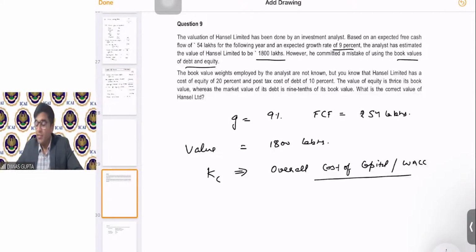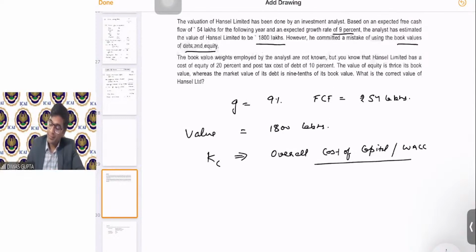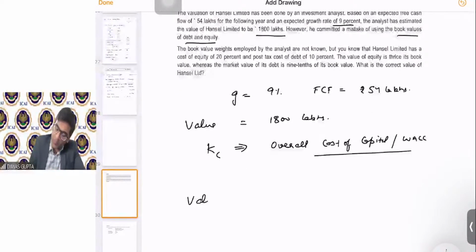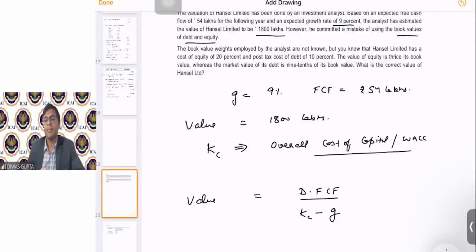So this type of valuation we have not studied till now, right? However, can we apply the principles that we have studied earlier? Yes. How can we apply that? Value is equal to free cash flow divided by cost of capital minus growth. This will not be discounted. This is just a free cash flow. So free cash flow divided by cost of capital minus growth.